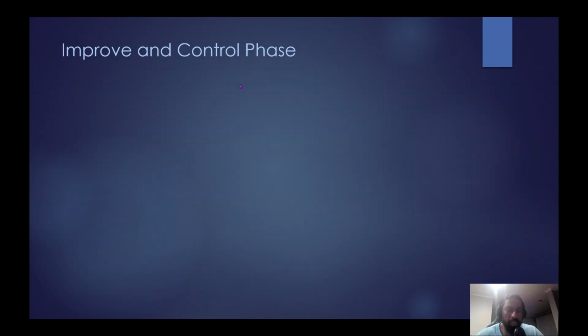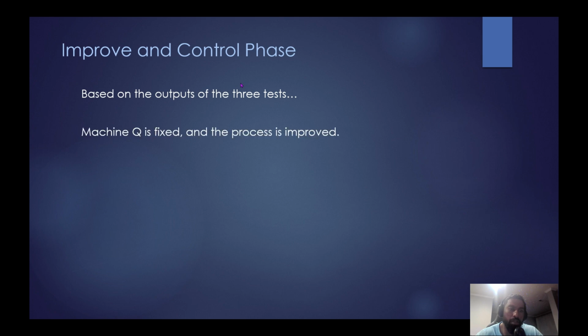So we covered the define phase in this chapter, and the measure phase and analyze phase was kind of combined. Now let's get to the improve and control phase. Based on the three tests we did and the outputs from that test, we realized that the only issue we had was with machine Q, and the machine Q was fixed, so the process was improved.